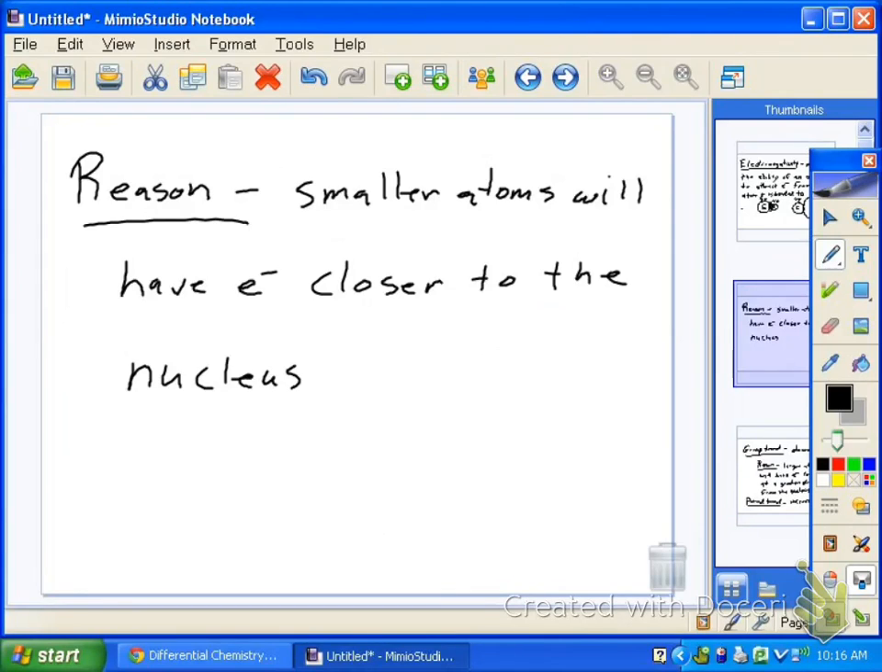And I kind of changed up the wording on that. I just made it a little bit shorter. Smaller atoms will have electrons closer to the nucleus.